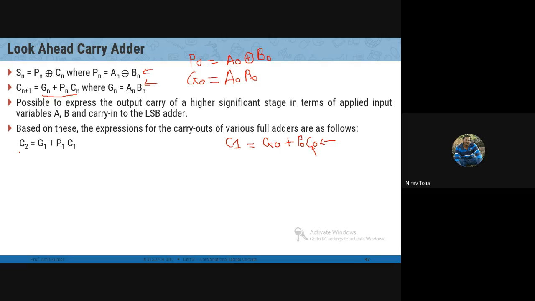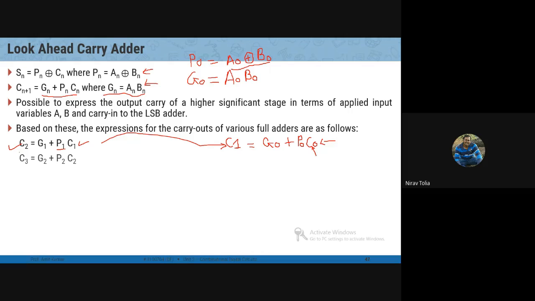Now, what is C2? The equation of C2 is equal to G1 plus P1 C1. What is G1? From this equation, G1 is A1 into B1, that we have. What is P1? P1 is equal to A1 exclusive or B1, that we also have, and C1. In a parallel adder, we do not have C1 directly, but now we have C1 also, because C1 has this value, which we know.